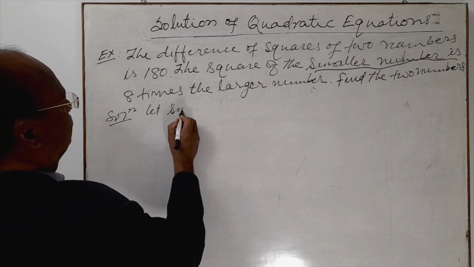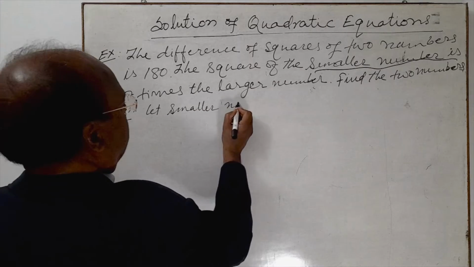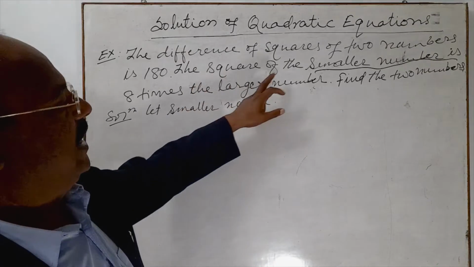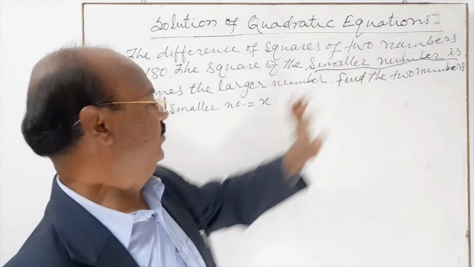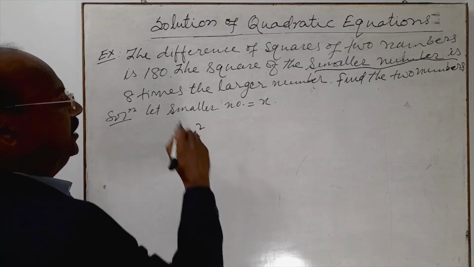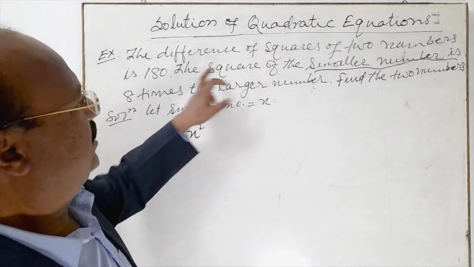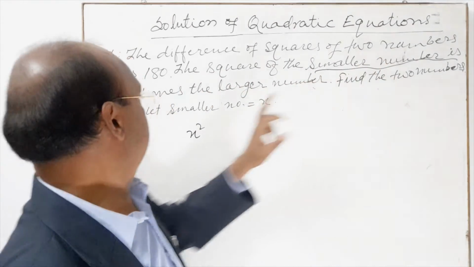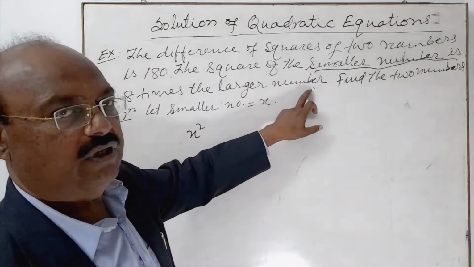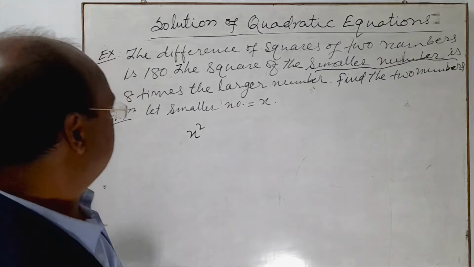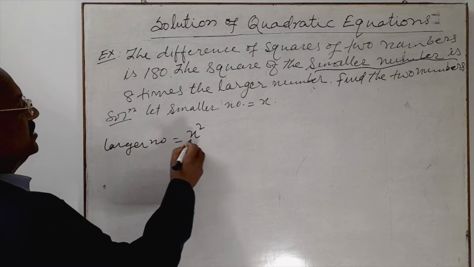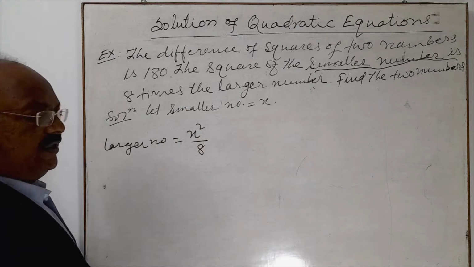Let the smaller number be equal to x. Now see, the square of the smaller number: the smaller number is x, so its square is x square. The square of the smaller number is 8 times the larger number. It means the larger number is equal to x square by 8.